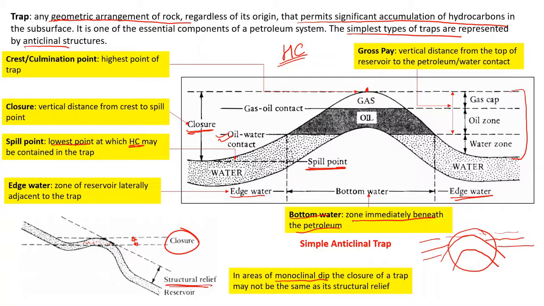So this is the general diagram of a simple anticlinal trap. Here you saw the gross pay, which was the vertical distance from the top of the reservoir. In this case, this is the gas plus oil. What is written over here? This is the reservoir. And then the oil water contact, this is OWC. OWC is oil water contact. Within the OWC, you can see the entire hydrocarbons, the gas plus oil. This is called gross pay.